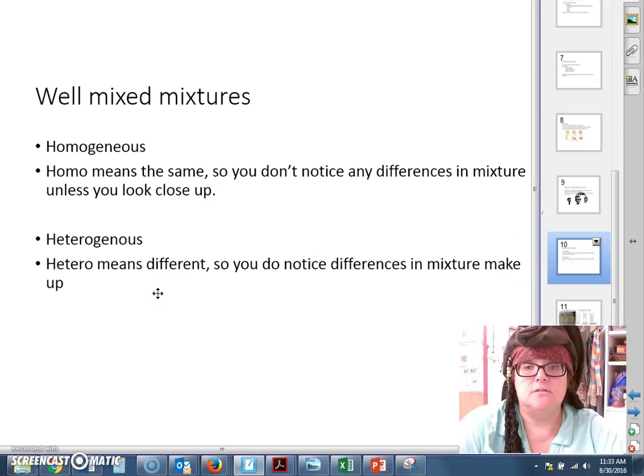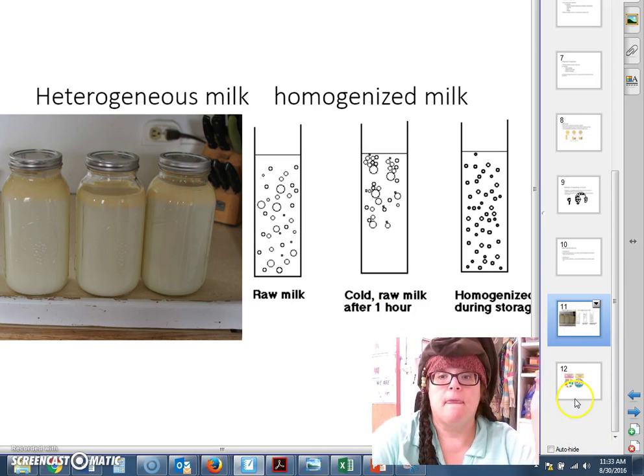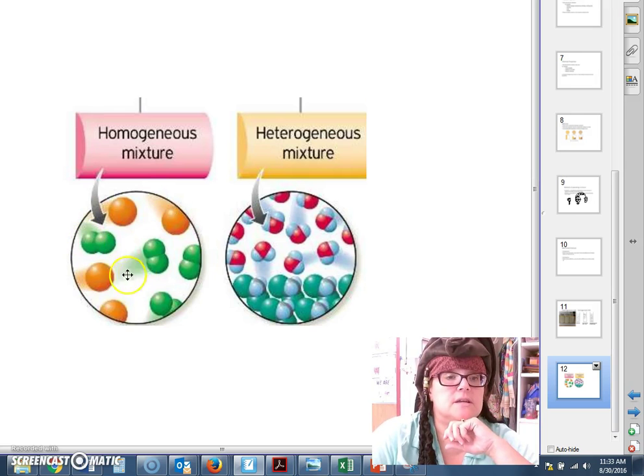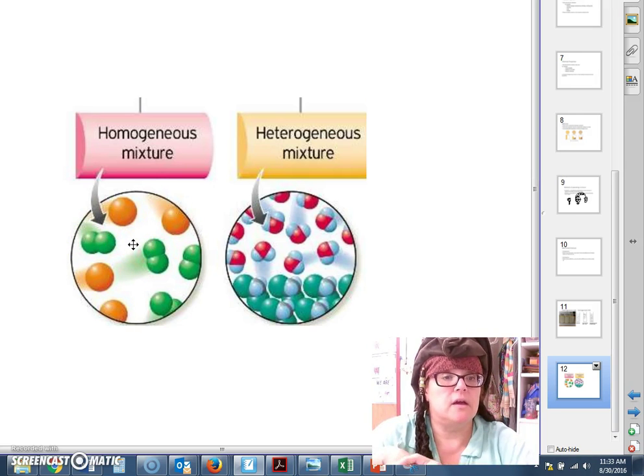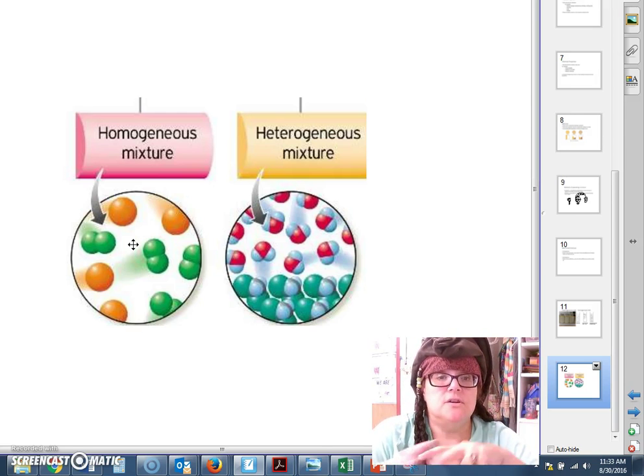Heterogeneous means different. Heterogeneous, you're not going to see the same thing throughout. So if you're talking about milk, you'll see the cream at the top. Okay. Here is a drawing, a particulate drawing. These are particles. A homogeneous mixture, we have a compound here, an element, and there are 2 elements that are mixed together, and they are not separating out. They are well mixed. It's kind of close up, so it doesn't work real well, but you get the idea.